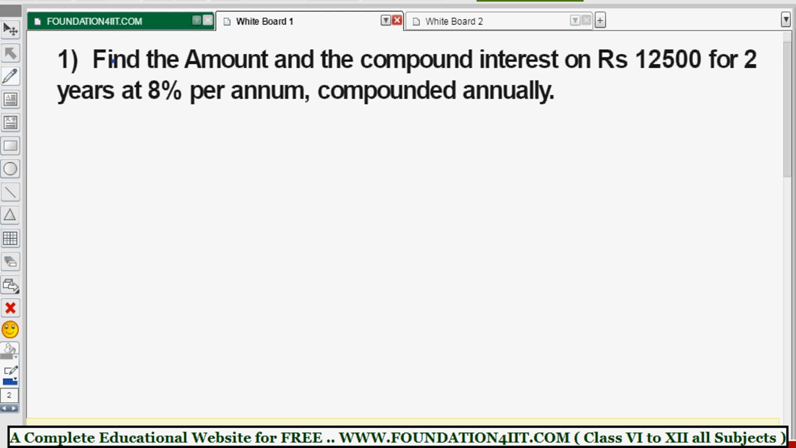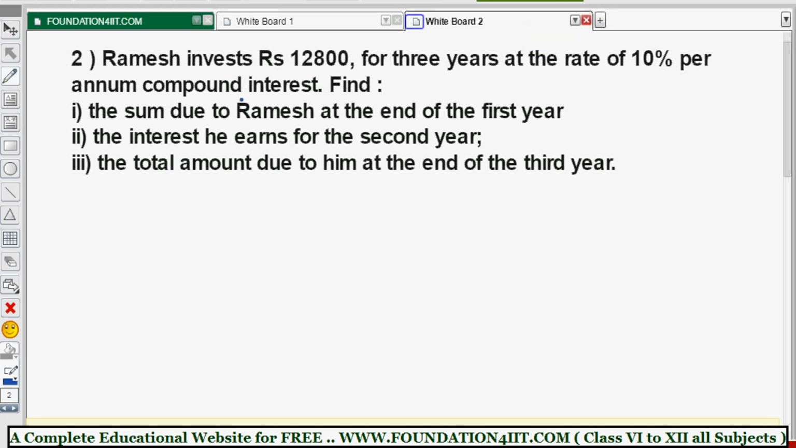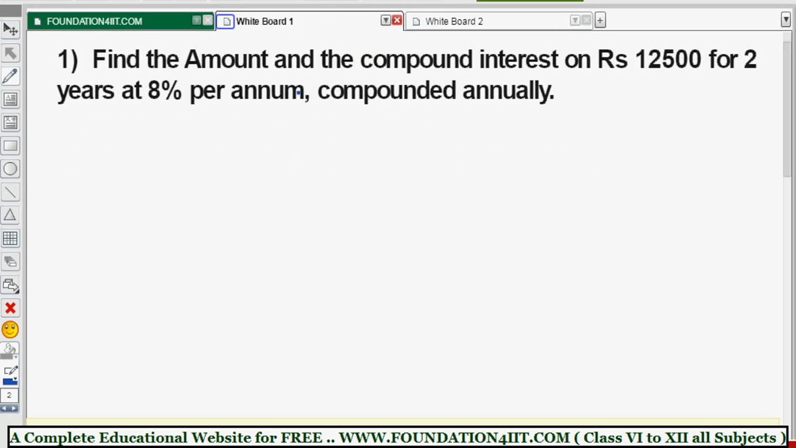Here, if you observe the question: find the amount and compound interest on rupees 12,500 for 2 years at 8% per annum compounded annually. After solving this problem, I will show you one more question. If you have an idea about this type of question, you can solve it without using even the compound interest formula. First of all, the given data is the principal, the amount 12,500. That is the principal. So we begin the solution.